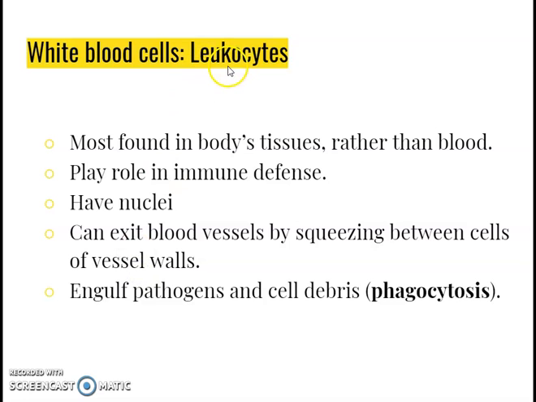All right, white blood cells are also called leukocytes, and these again are part of our immune system, if you'll remember. And these are found in the blood, but also in various body tissues.